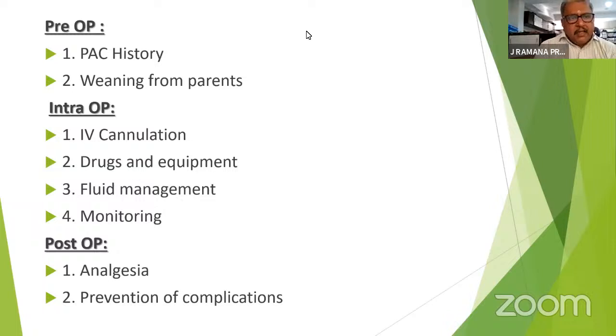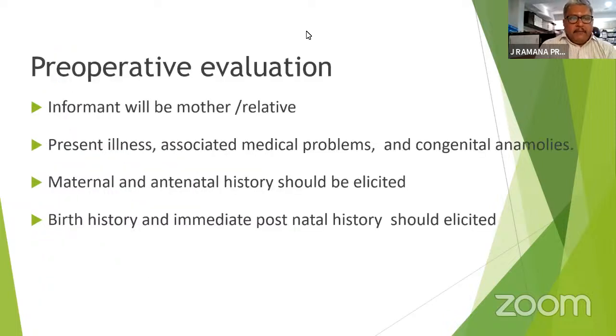Pre-anesthetic checkup: history, weaning from parents. Intraoperative: IV cannulations, drugs and equipment, fluid management, monitoring. Postoperative: analgesia, prevention of complications. Preoperative evaluation: the informant will be either the mother or the relative.